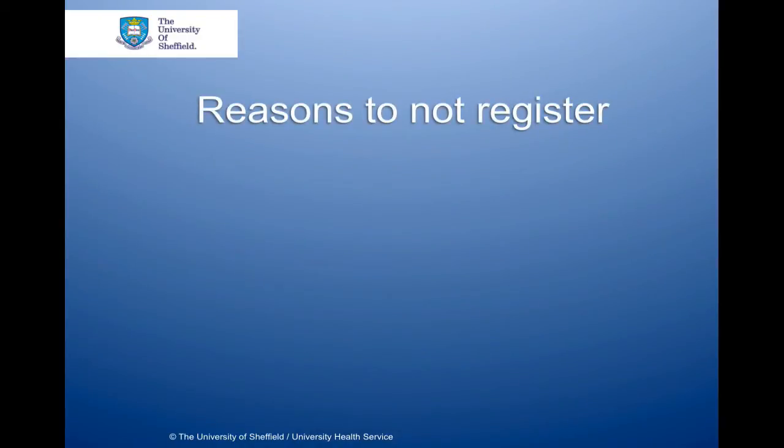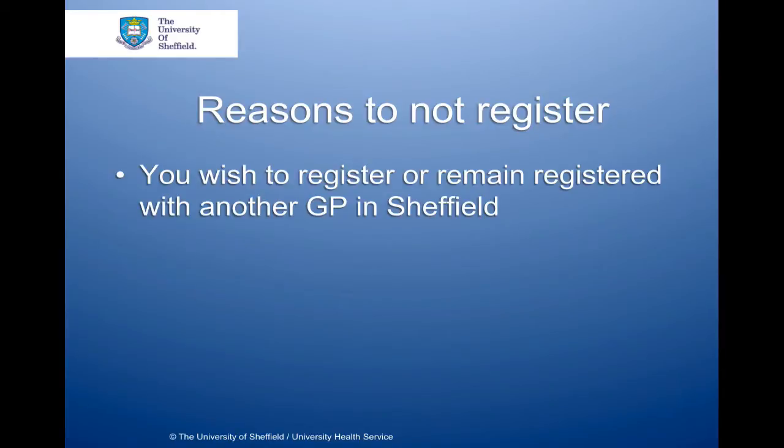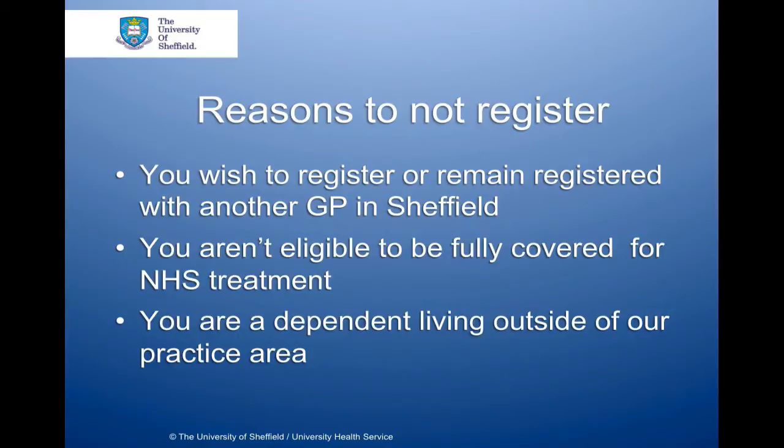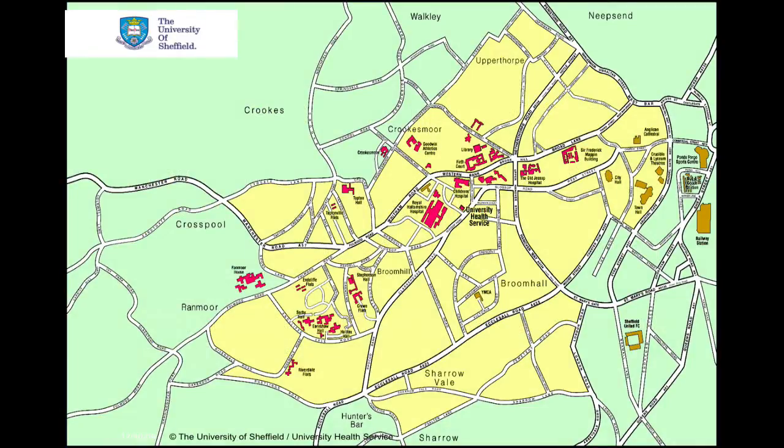There are generally 3 reasons to not fully register with us. Firstly, if you wish to register or remain registered with another GP in Sheffield. Secondly, if you aren't eligible to be fully covered for NHS treatment. And thirdly, if you're a dependent living outside of our practice area. Here is a map of our practice area marked in yellow. This only applies to dependents. We will register eligible students even if they live outside of this.